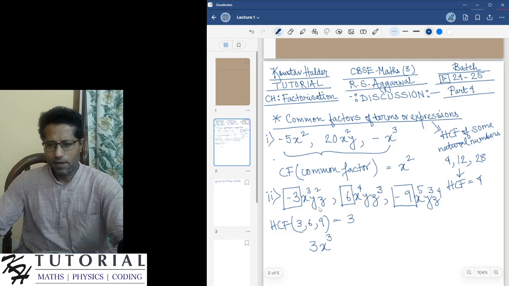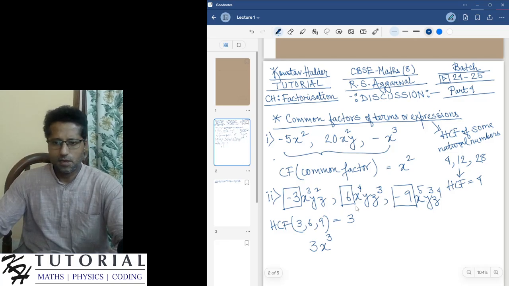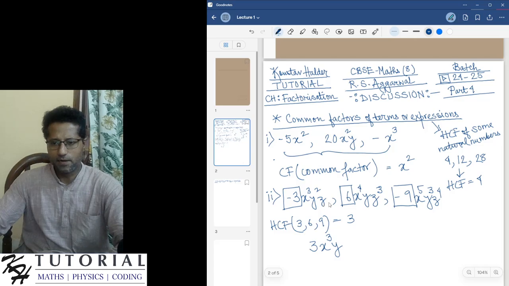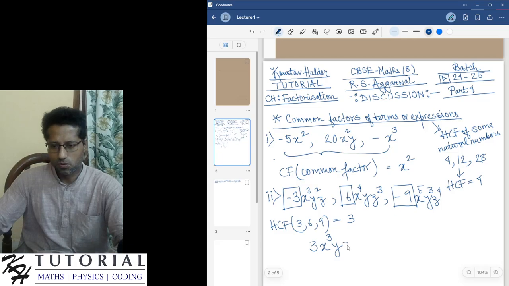For the variable y, it also occurs in all the three terms. In the first term, the variable y is occurring as y square. In the second term, it is y, and in the third term, it is y cube. So the minimum power is 1. So we will have y. Similarly, for z, we have z cube, and z to the power 4, and the minimum power of z is 1. So we will have z.